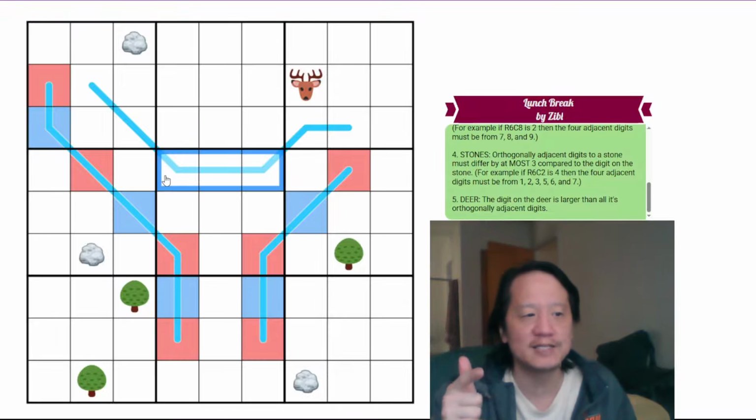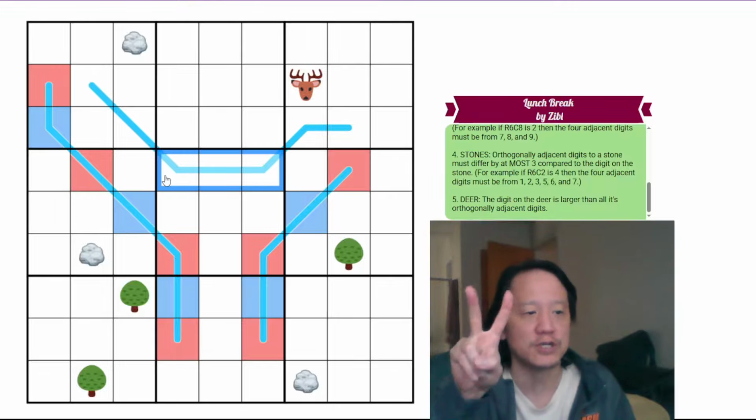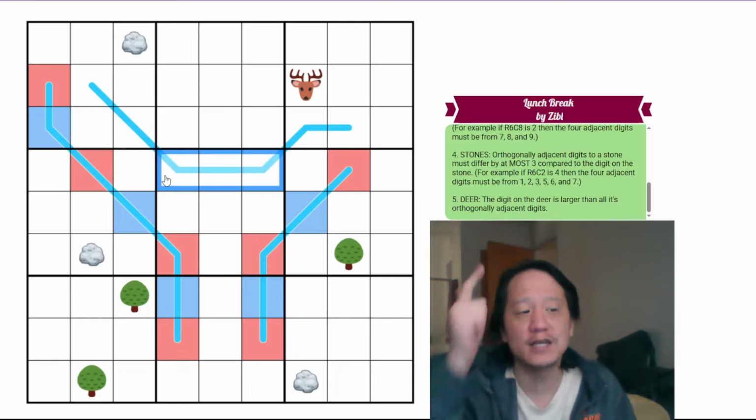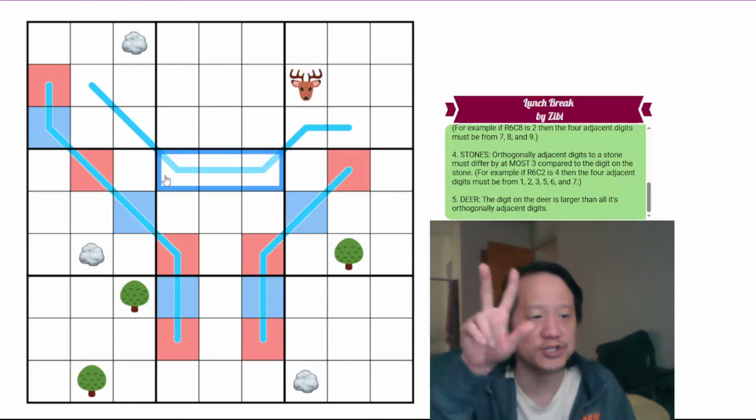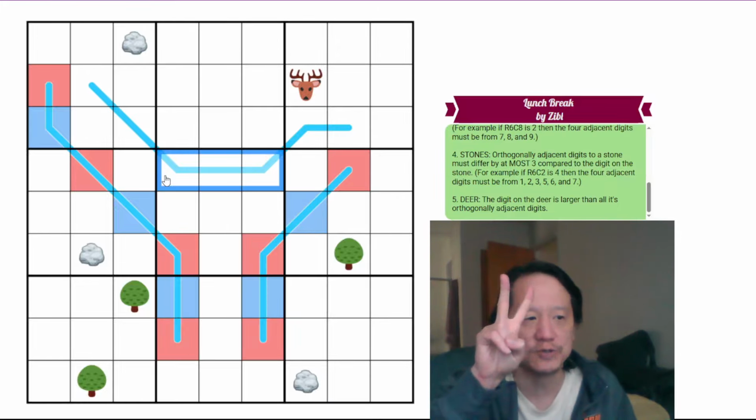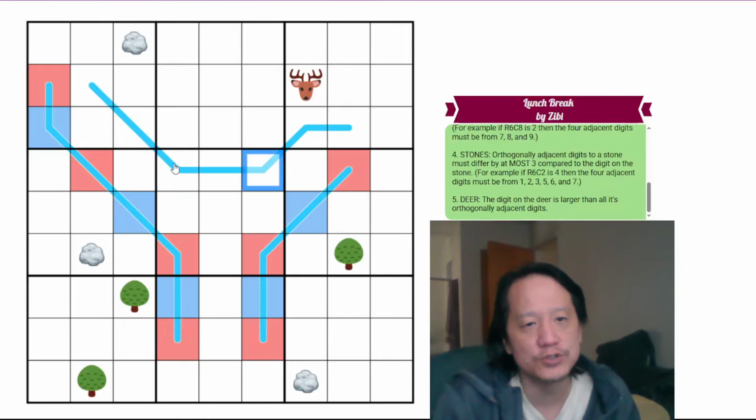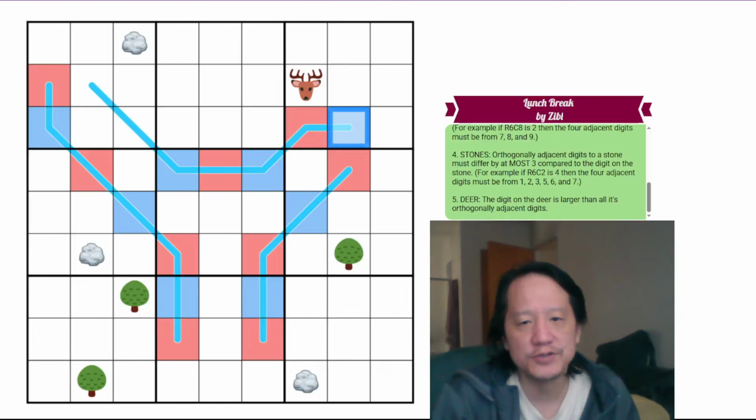So 4, 9 adds up to 13. That's the max 2 digits can ever add up to. 1, 6, 7 is the minimum 3 digits with 2 highs can add up to. And so this cannot be 2 highs and a low. It must be 1 high with 2 lows here. Therefore, this is high, this is low. This is high, this is low.